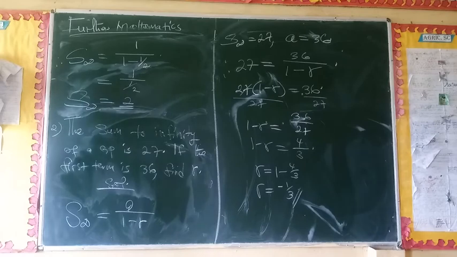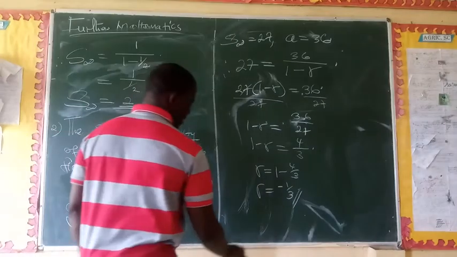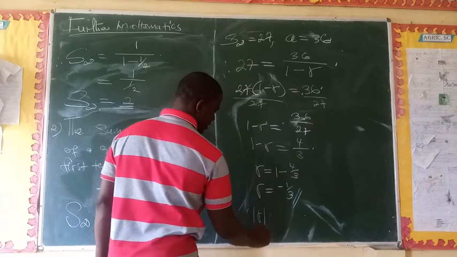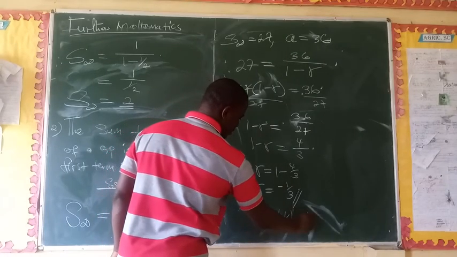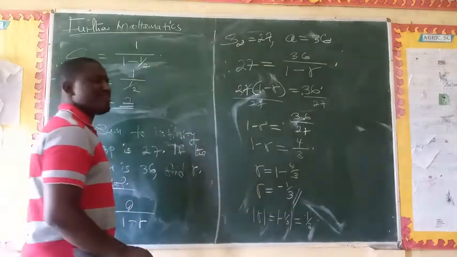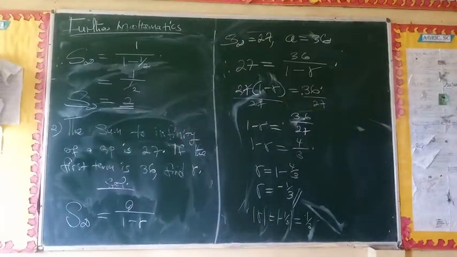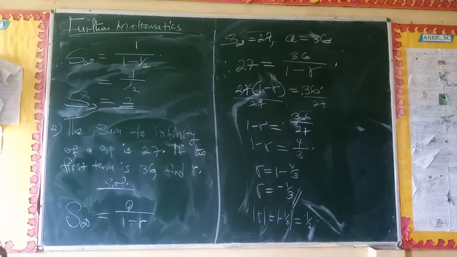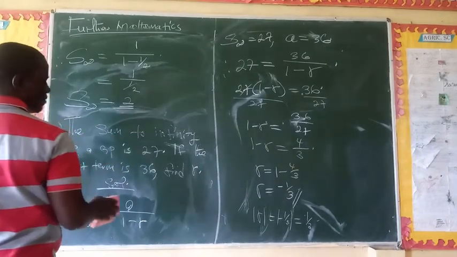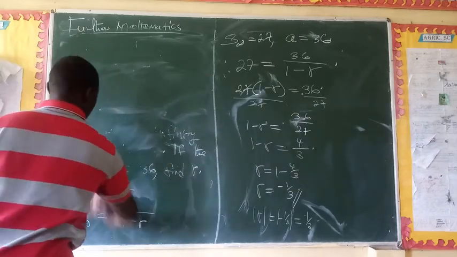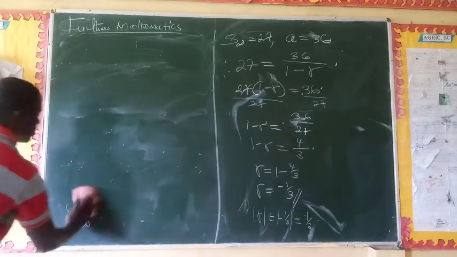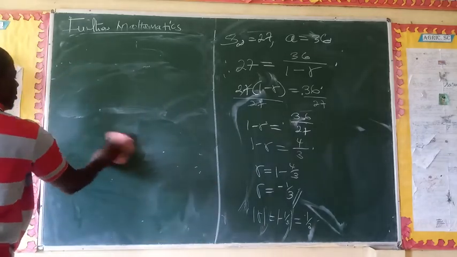Okay? And then if you check, the modulus of minus 1 over 3 is less than 1. It is equal to the modulus of 1 over 3, which is equal to 1 over 3. So we are consistent here. That's it. So the next thing, let's solve another question, and that will be all for today.